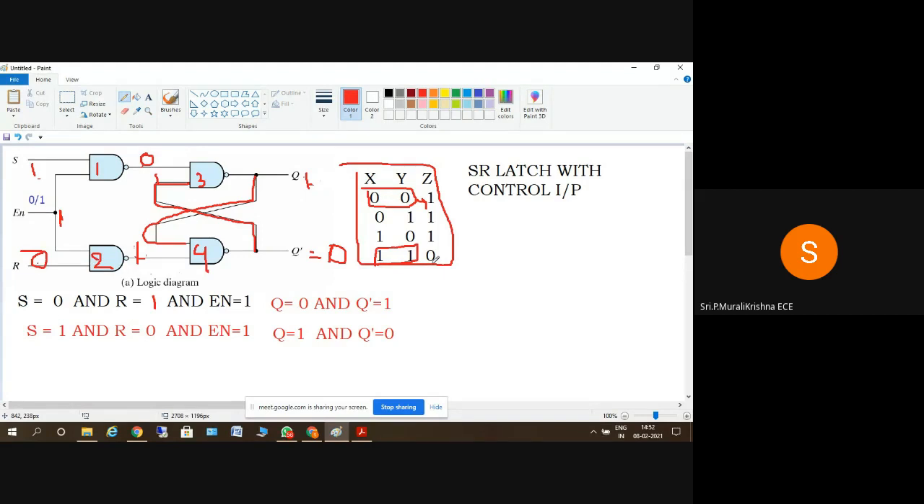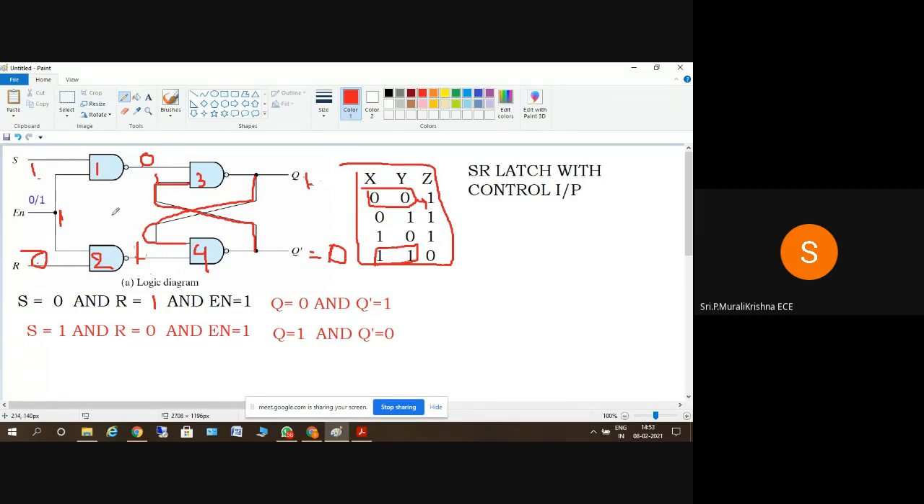Hence the NAND gates can be used as an inverter. So hence we are getting the inverted output of the previous case here. That is the reason for the inversion of the outputs of the previous case here. Now next we can see the next case.